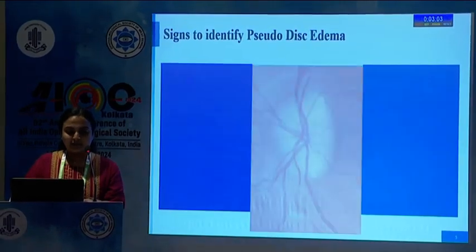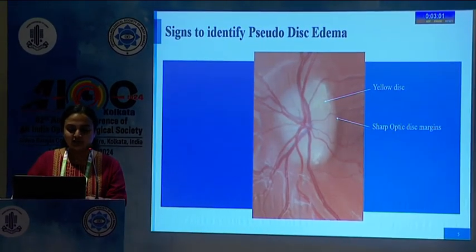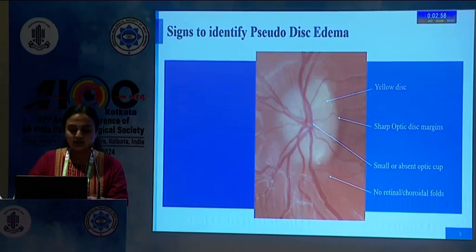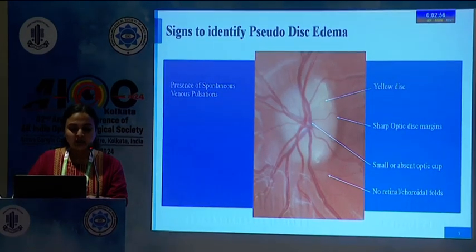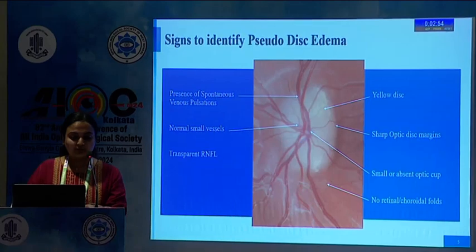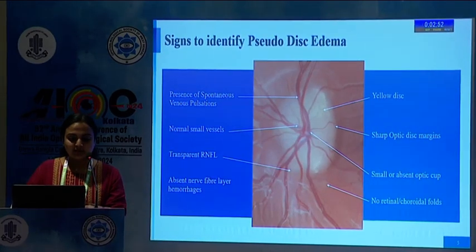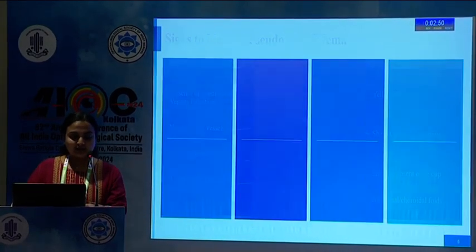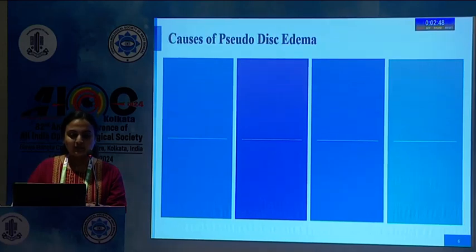Whereas pseudo-disc edema will have a contrasting picture in the form of a yellow disc, sharp optic disc margins, no cup, no retinal or choroidal folds, presence of SVPs, normal vessels, no telangiectatic vessels, transparent RNFL and absent RNFL hemorrhages. And it is usually bilateral in presentation. We'll put away pseudo-disc edema first.